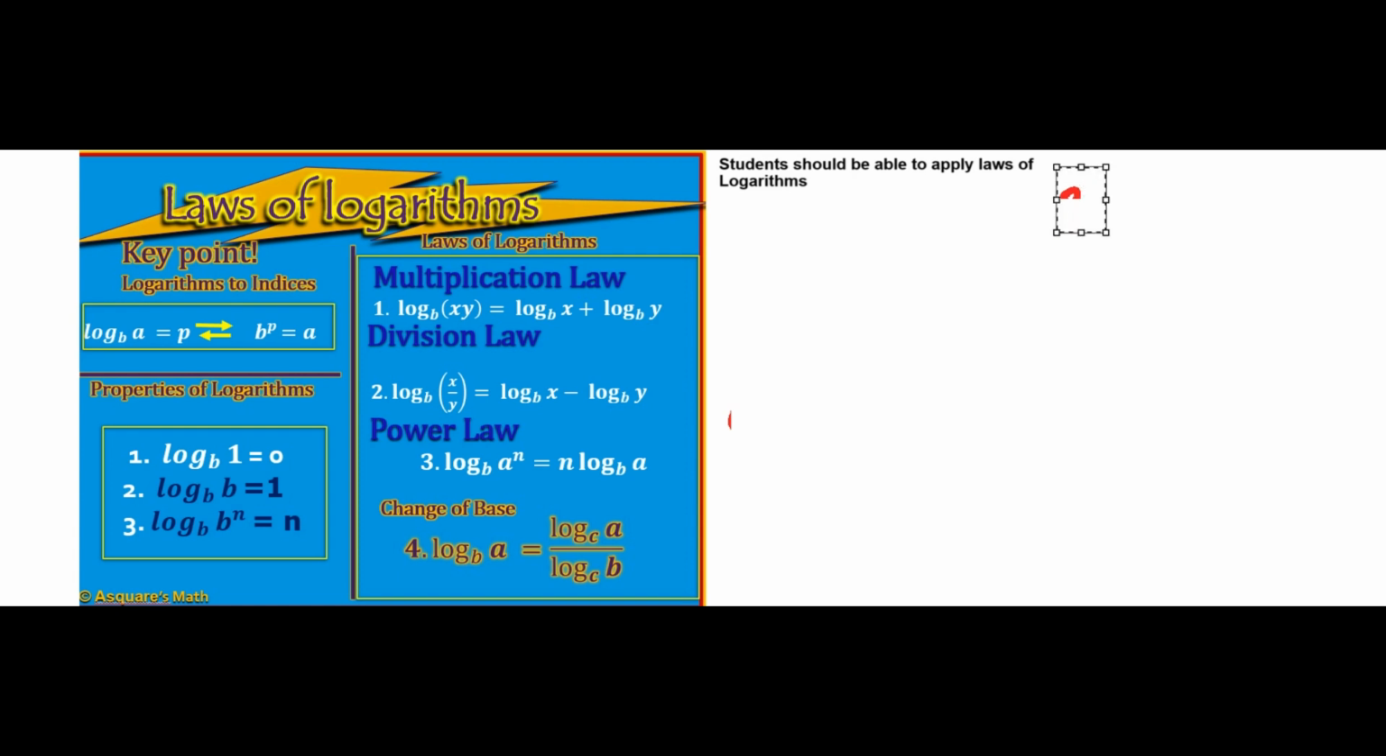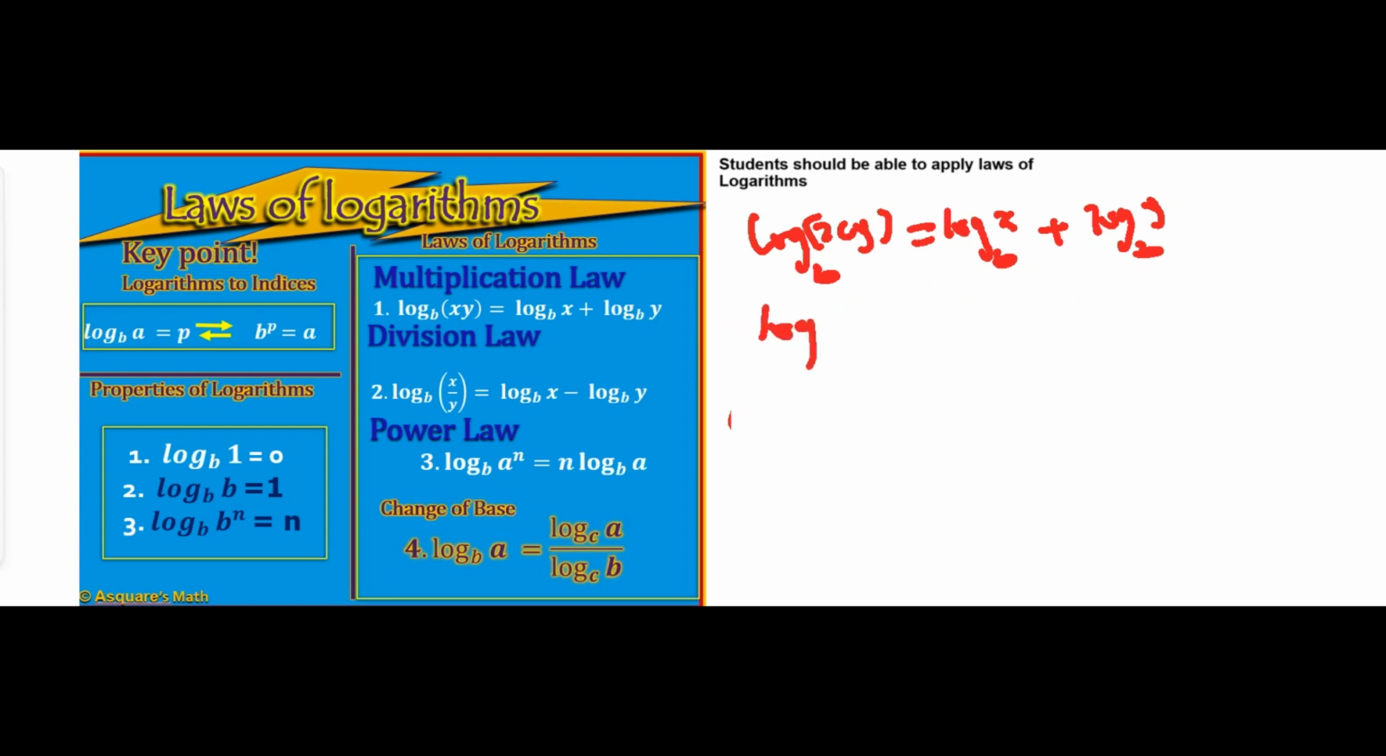The multiplication law says when you have log xy base b, this can be expressed as log x base b plus log y base b. It can go from left to right or right to left. That's the multiplication law. We have the division law.